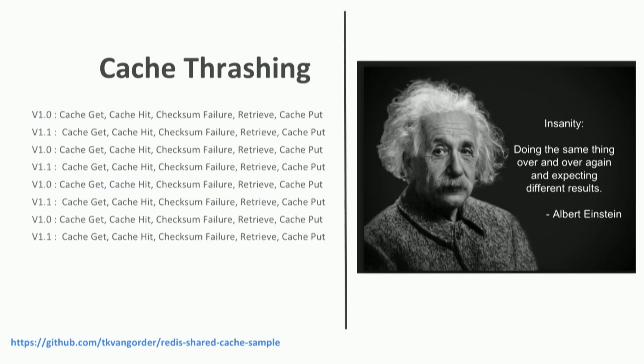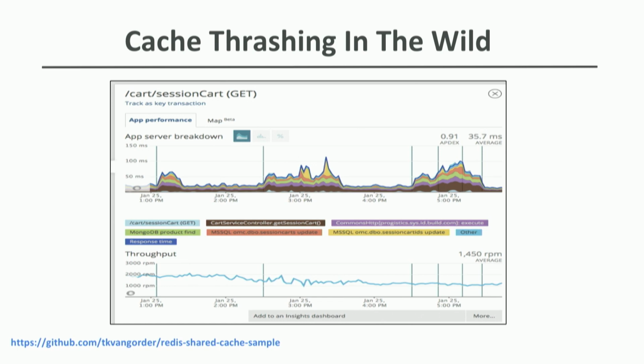So what ends up happening is we coined it cache thrashing. I don't know if that's a thing, but that's what we called it. Basically, if you have version 1 and then 1.1 and then version 0 going back and forth, you're never going to see the benefits of your caching. And this actually hit us. This is what it looks like in the wild. Each one of those vertical bars is when we're deploying our applications into our production environment.